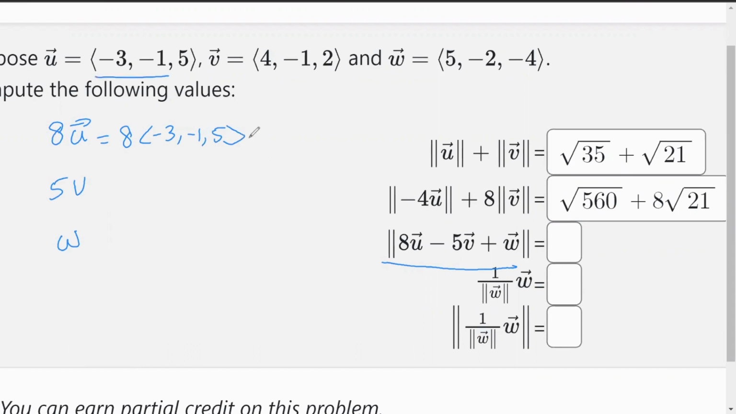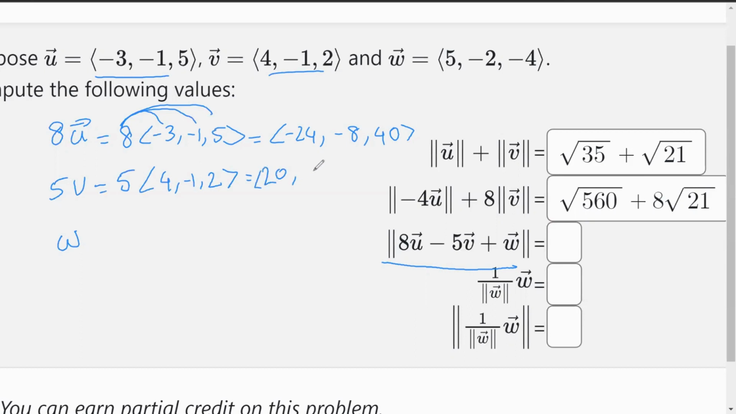I'm going to multiply it. How to multiply it? Multiply each of them and put a comma. 8 times -3 is going to give me -24, -8, 8 times 5 is going to give me 40. And then I put the vector sign. Now I have 5v. So 5, and then v is 4, -1, 2, as you can see here. And then what I do, 20, -5, 10. And then my w, I know my w is 5, -2, -4.